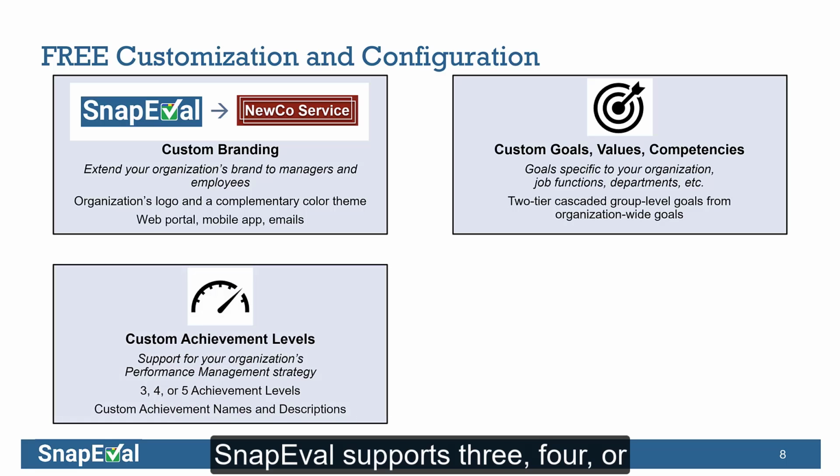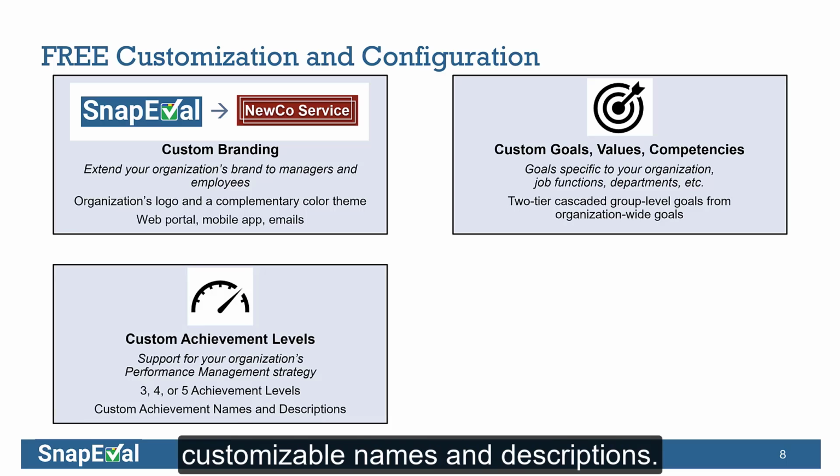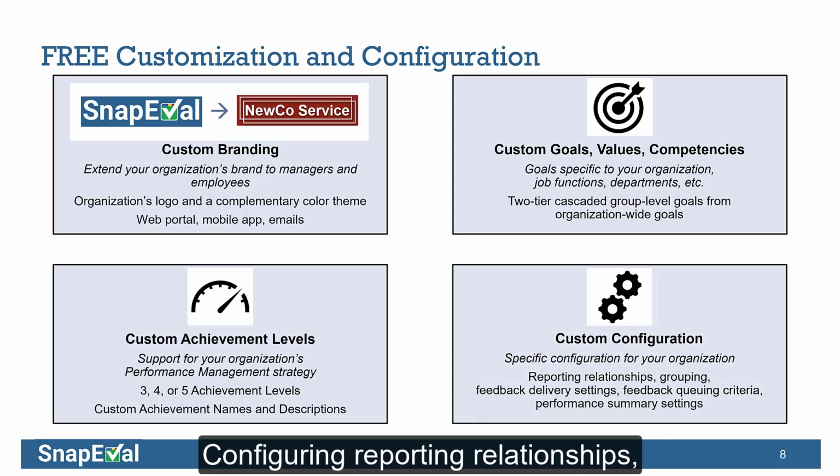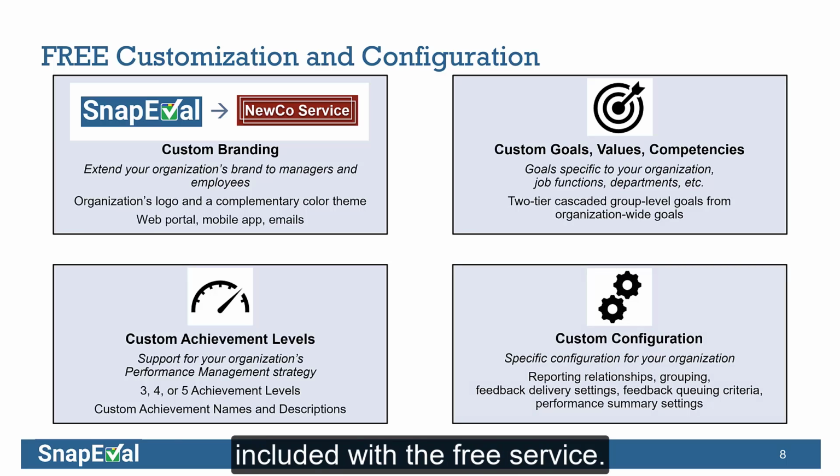SnapEval supports 3, 4, or 5 levels of achievement, with customizable names and descriptions. Configuring reporting relationships, creating groups, and configuring SnapEval settings is also included with the free service.